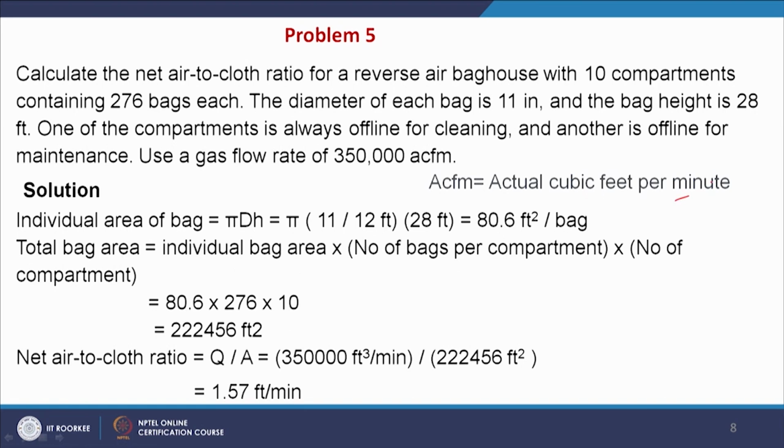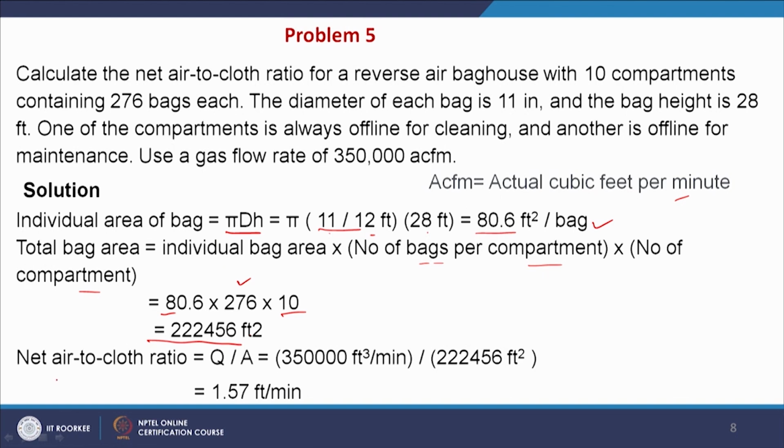In this case we have to calculate the area. The individual area of a bag is 2 pi r h, or pi d h, where d is the diameter and h is the height. So, here pi into 11 by 12, which converts inches into feet, and 20 feet is the height. So pi d h is 80.6 feet square per bag. This is the individual area of a bag. Now, the total bag area is the individual bag area into the number of bags per compartment into the number of compartments. We have 10 compartments, per compartment we have 276 bags, and one bag has 80.6 feet square. So, the total area of the bags is 222,456 feet square.